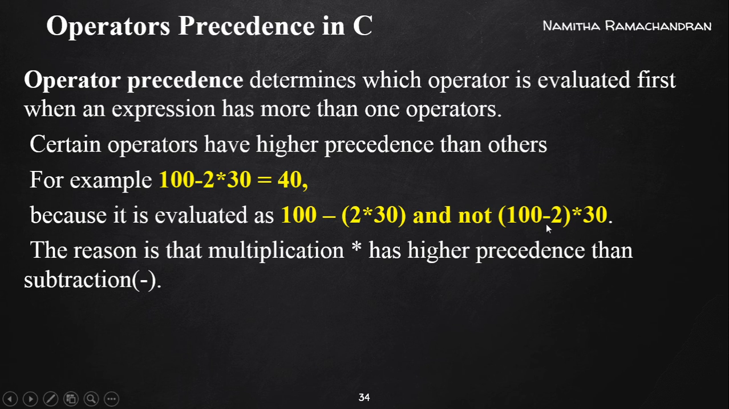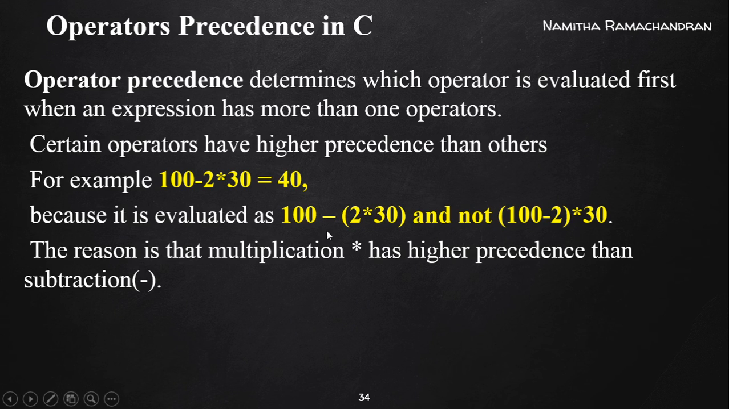This is a wrong method of evaluation. So this is the right one. This, 100 minus 2 first, then multiplication by 30, is a wrong evaluation method. So this one is right, and it is determined based on the operator precedence property.